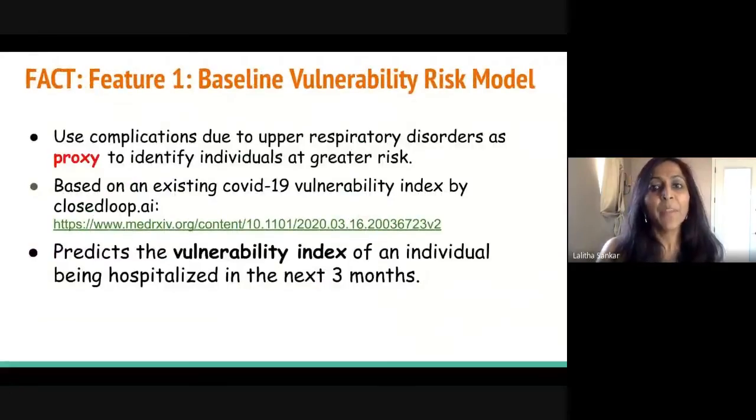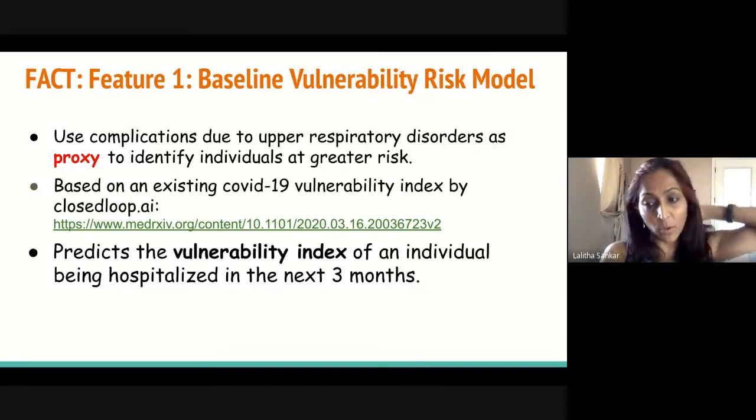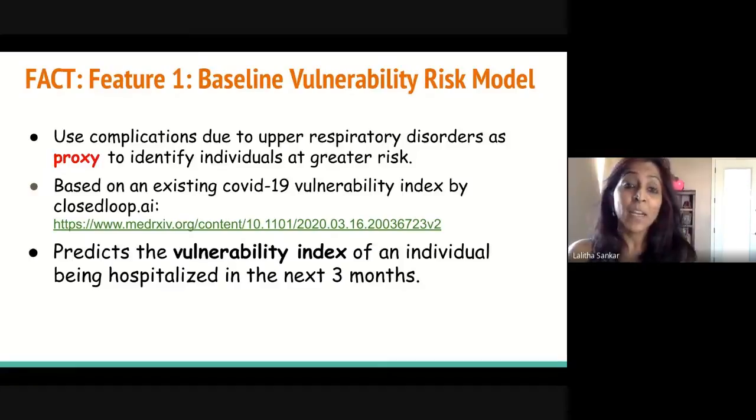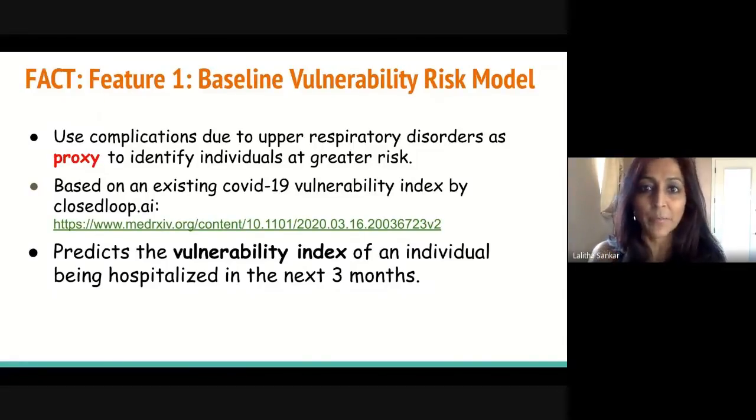Very briefly on the vulnerability index, these folks at closedloop.ai have developed something that uses people with respiratory disorders and their hospitalization rates to come up with a model. So the reality here is you don't have enough COVID-19 data, right? And you don't have label data on it. So they're using hospitalization as a proxy for high risk. What we can do at ASU is actually, ASU has been doing a lot of testing, and every test involves a survey. Our goal is to actually use that data to directly predict a risk better than what this does.